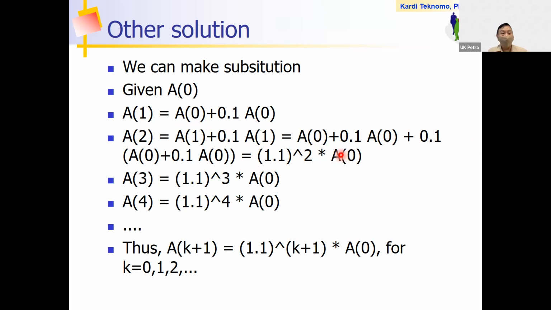In that case, we can continue the same method. So you get A3, A4, and so on. And you can start to see the pattern, right? What is the pattern? A2 equals 1.1 exponent 2 times A0. A3, 1.1 exponent 3. In that case, the pattern is easy, right? A(k+1) equals 1.1 exponent k+1 times A0. Oh, easy. So, this is what is called the solution.